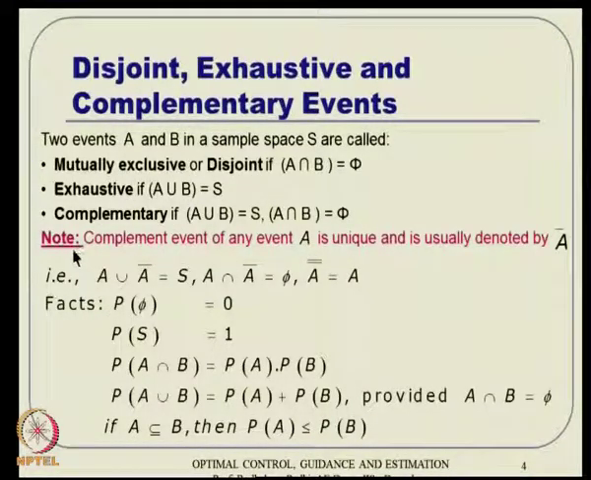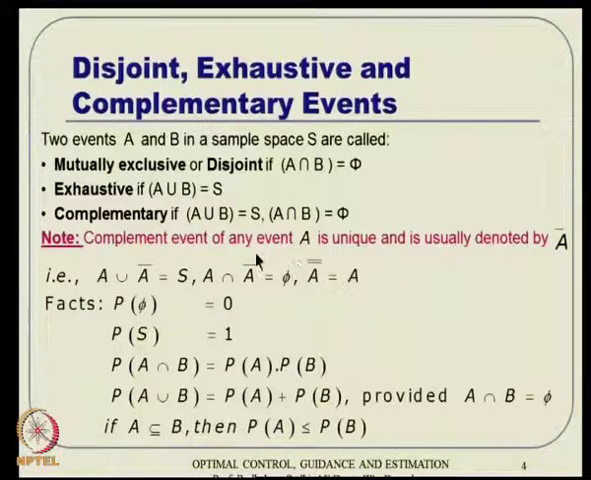And there is something called a complement event also. It is defined as follows: for any event A, there is a complement event A bar such that A union A bar is S, and also A intersection A bar is phi. And obviously, if you take the complement of the complement, that means A double bar, it turns out to be A.